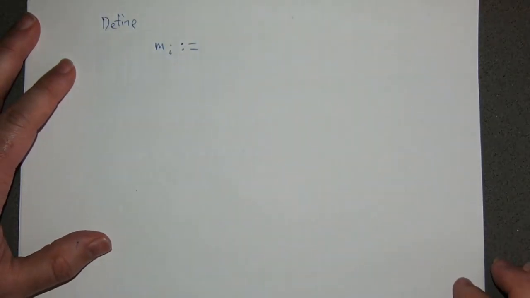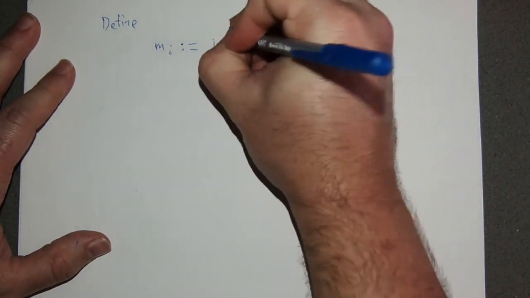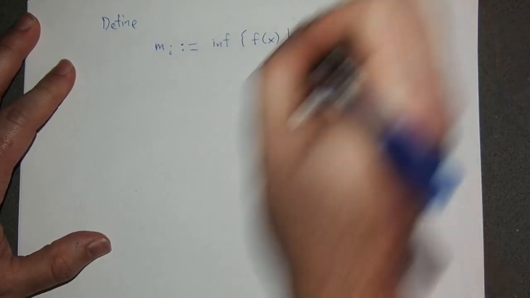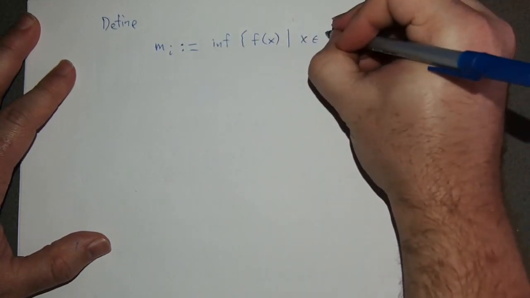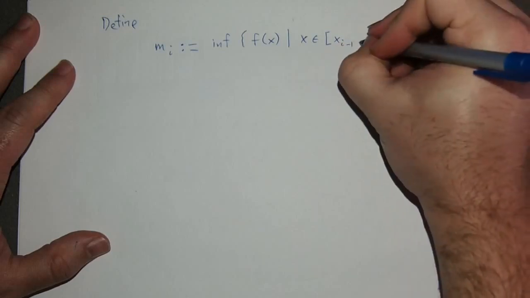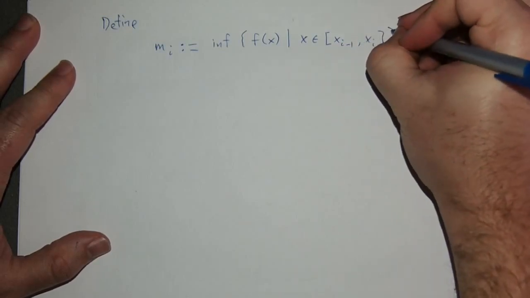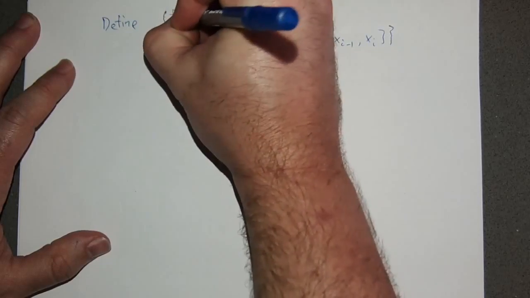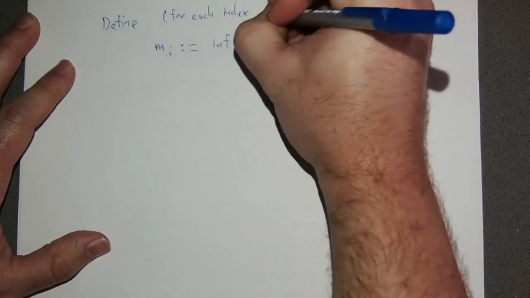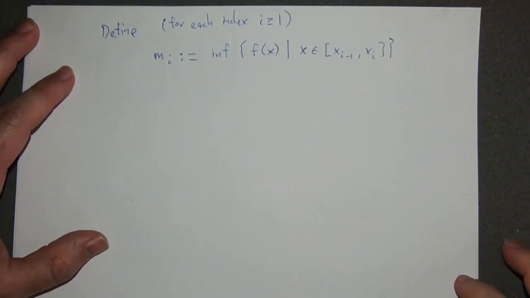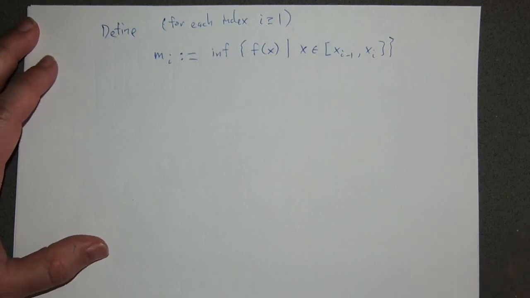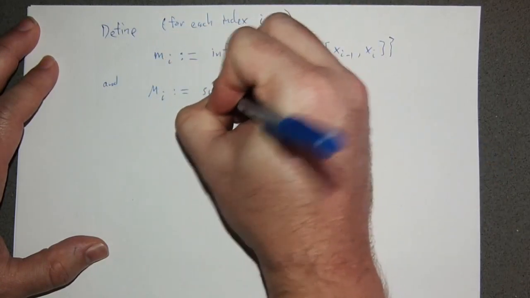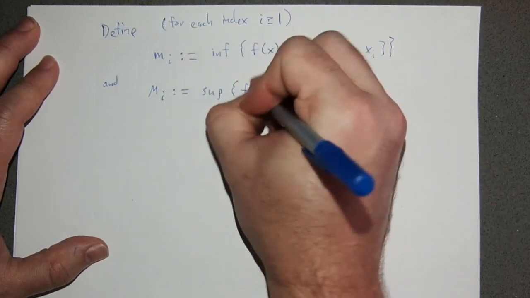So for each index i, m sub i is defined to be the infimum of the set of functional values f(x) such that x is in the subinterval [x sub i minus 1, x sub i]. I guess to be correct here, we define these for indices i greater than or equal to 1. And big M sub i is exactly as you think. It's the sup of the same set.